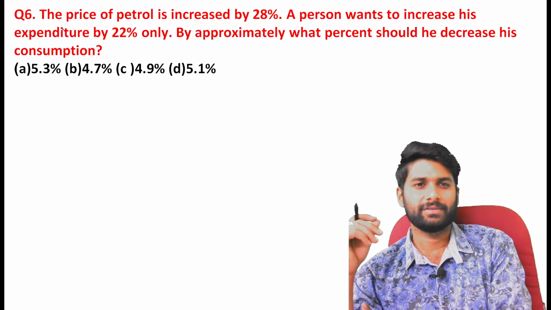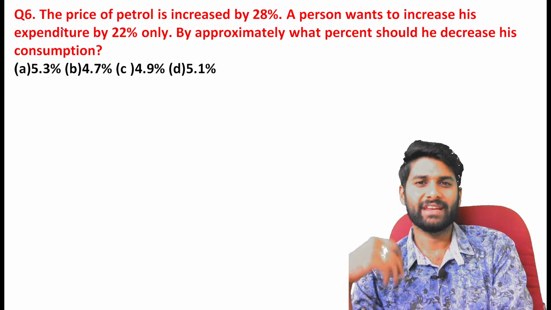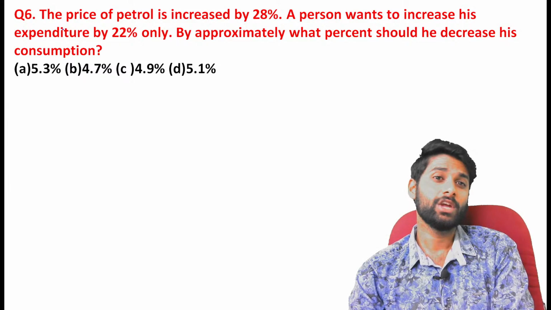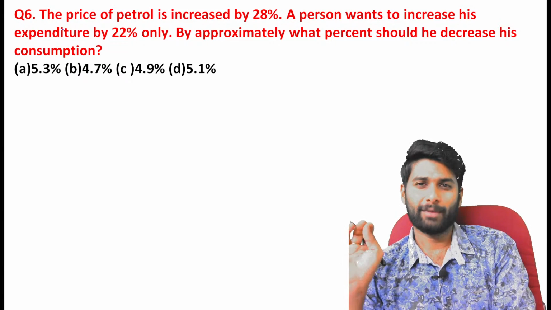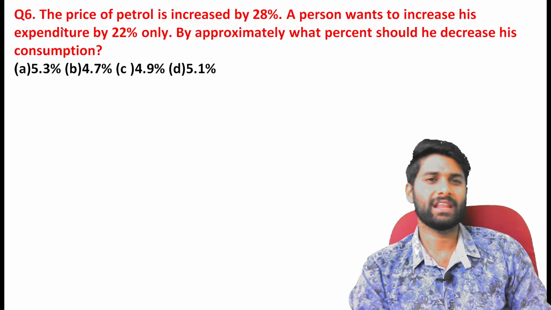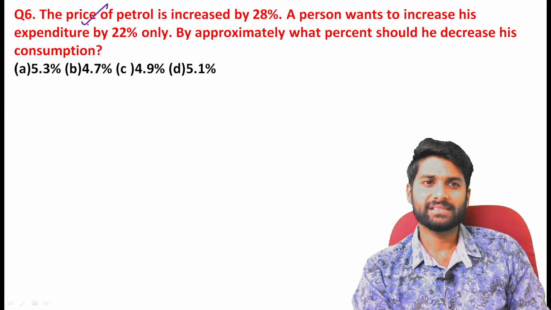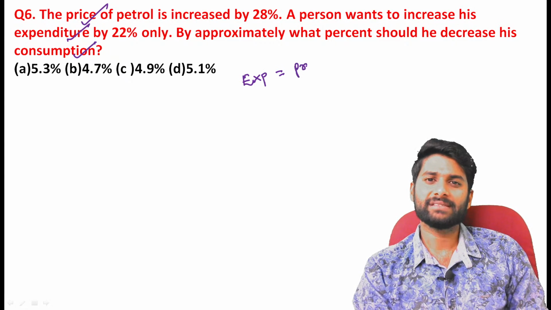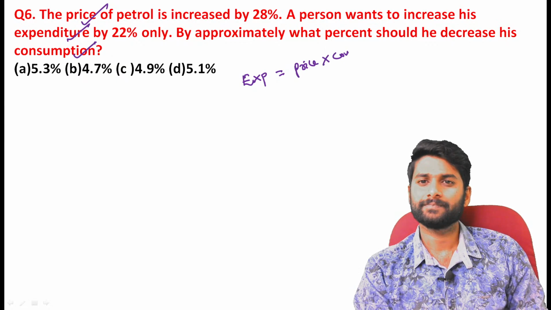Now just read the question. The price of petrol increased by 28%. A person wants to increase his expenditure by 22% only. By approximately what percentage should he decrease his consumption? What are the parameters here? Price, expenditure, consumption. What is the relation? The expenditure is exactly equal to price into consumption.